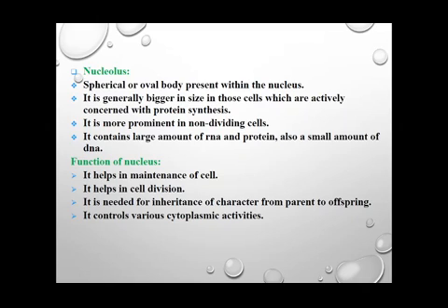So what was acting as the hereditary vehicle? The chromosomes were acting as the hereditary vehicle. And where were the chromosomes present? Chromosomes were present in the chromatin material. And where was the chromatin material present? Chromatin material was present in the nucleoplasm of the nucleus. So ultimately the nucleus is required for the inheritance of characters from parent to offspring. And as told earlier, all the activities are governed or controlled by the nucleus. So the nucleus controls various cytoplasmic activities also.